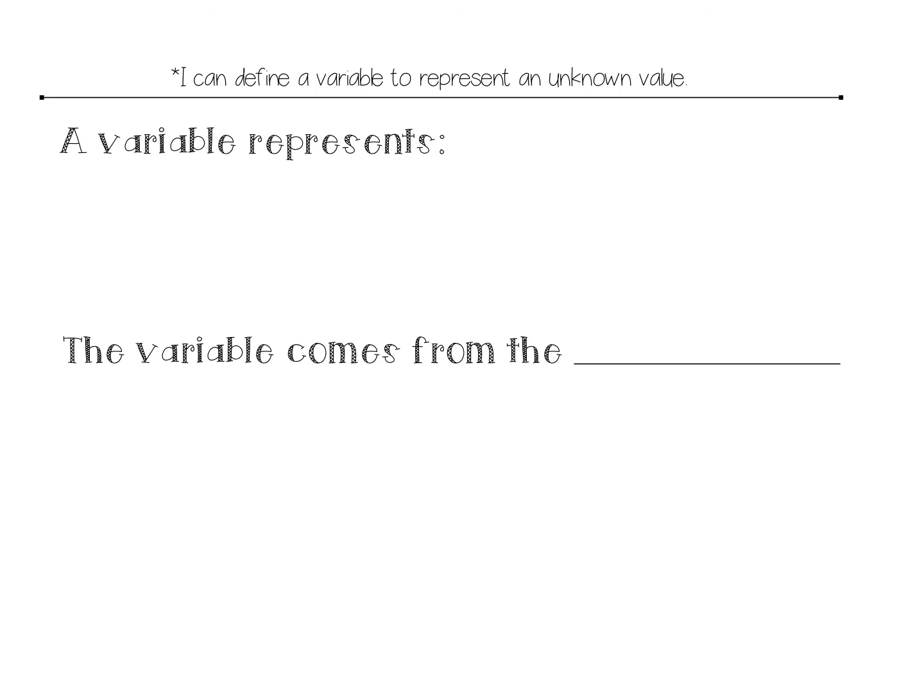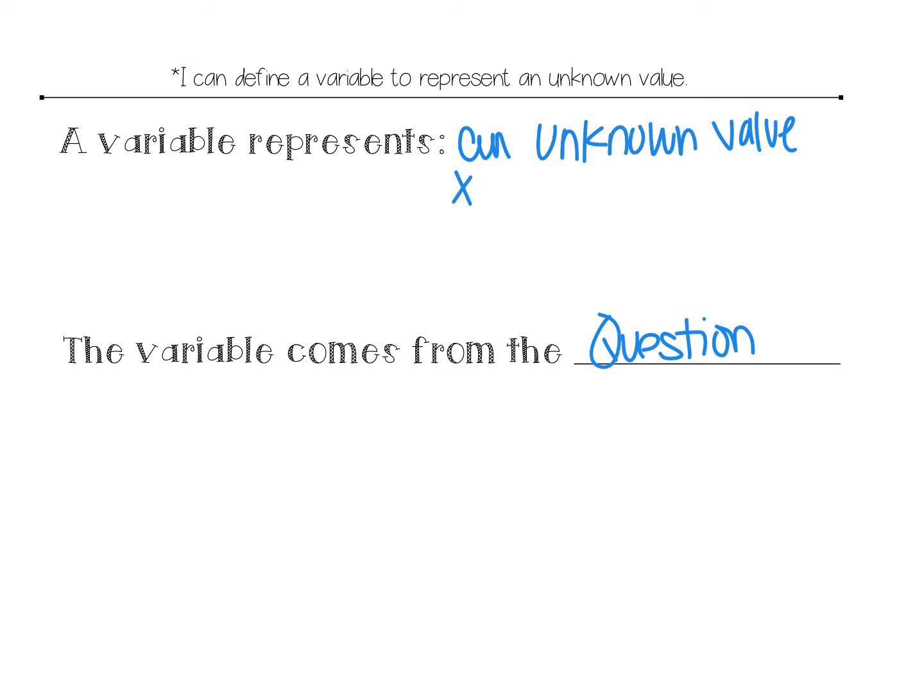All right, so in math, just a couple things we need to know really quickly. A variable is going to represent an unknown value. So if we don't know the value of something, then we're going to use a variable. Usually we use x. And the variable comes from the question because it's the unknown, and when they're asking me a question, that means that's the unknown information.